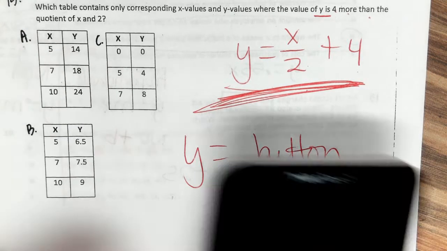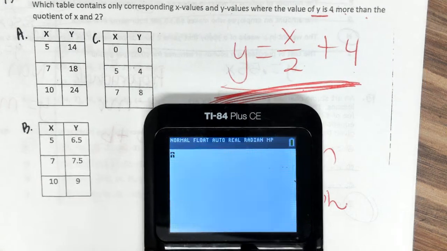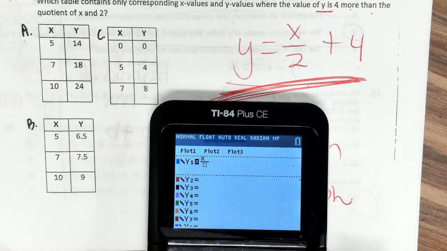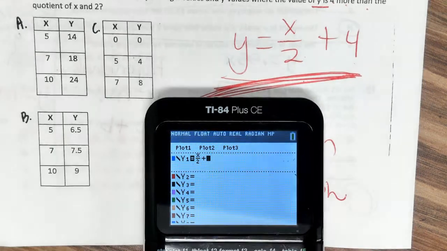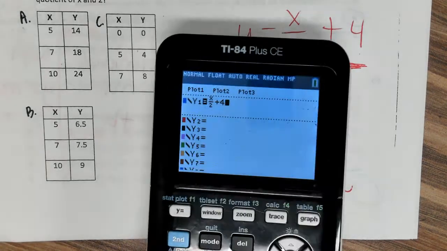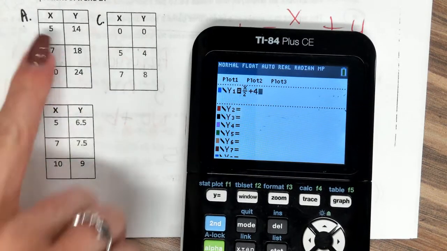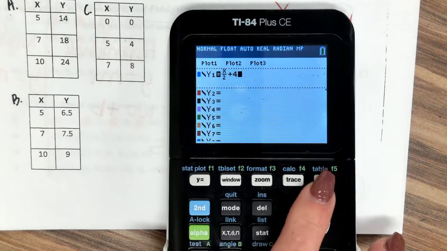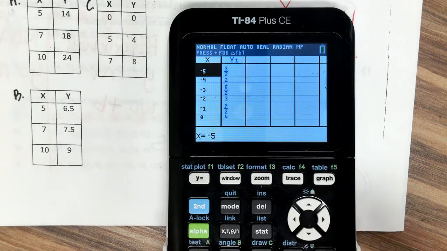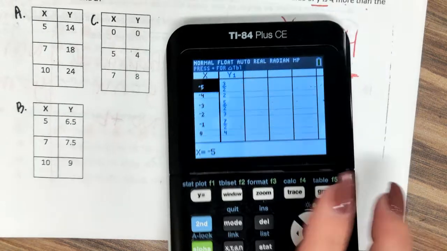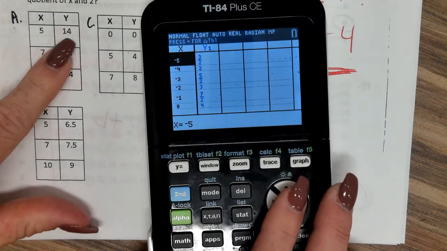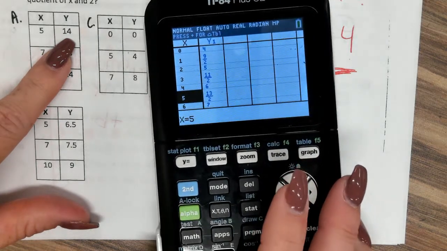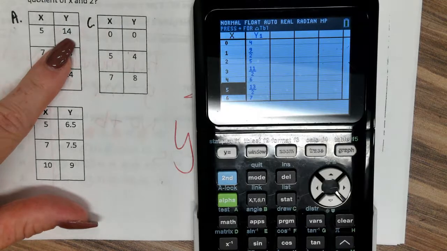So let's do it. Go to your y equals button. Type in alpha y equals x on top, 2 on bottom, tab out, plus 4. I want to match it to one of these tables, yes? All right, so y'all see table in blue? Yep. So I'm going to hit second graph, second table. This one says when x is 5, y is 14. Well, let's go look. I'm going to tab till I see x is 5. Do y'all see it? Is y 14? No. So A's out.